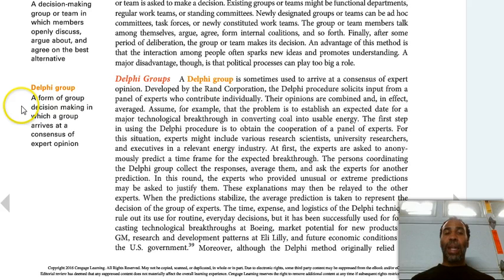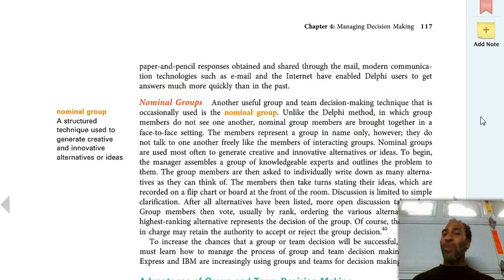A Delphi group is a form of group decision making in which a group arrives at a consensus of expert opinion, right? So that's one way to do it. Now, nominal group is another way to do it. And when I say this, maybe you've been a part of this before. It's a structured technique used to generate creative and innovative alternatives or ideas, right?